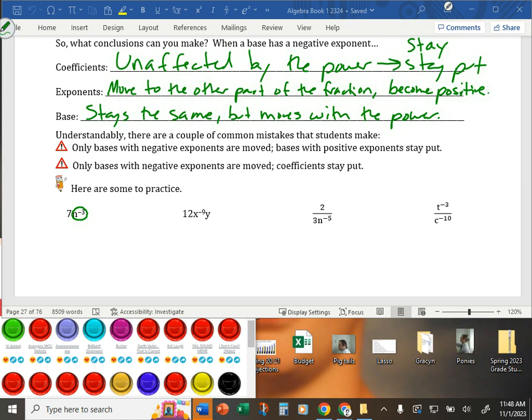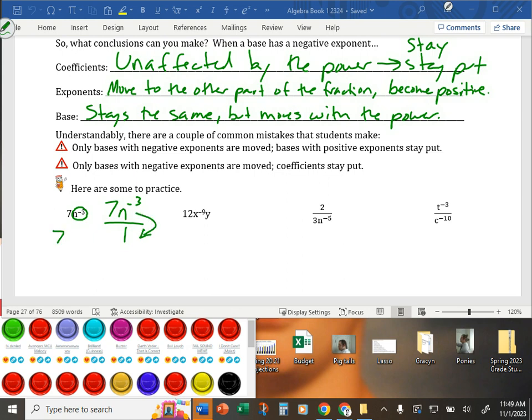In front. Not in front. Behind. Nope. Below. Below. Right? Remember, this is technically written 7n to the negative third over 1. We just don't write the over 1 because we don't have to. But right now it's in the numerator, and there are only two parts of a fraction. There's the numerator and the denominator. So if it's wrong in the numerator, if it's negative there, we're going to move it down.